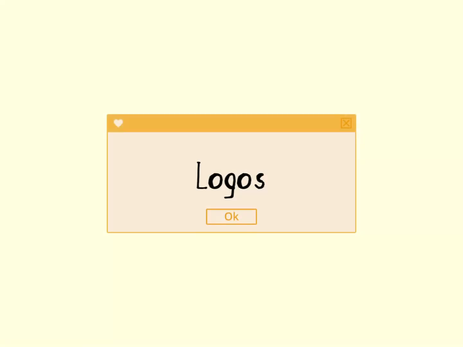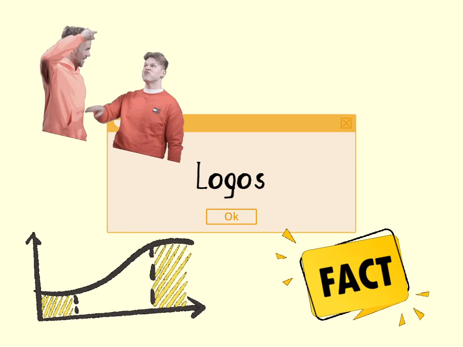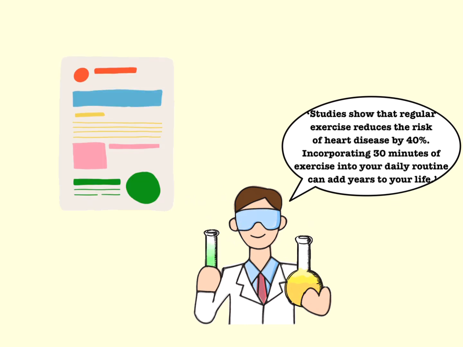Finally, we have logos. Logos appeals to logic and reason. It uses facts, statistics, and logical arguments to persuade the audience. For example, a scientist might say, studies show that regular exercise reduces the risk of heart disease by 40%. Incorporating 30 minutes of exercise into your daily routine can add years to your life. This argument relies on data and evidence, making it logical and convincing.